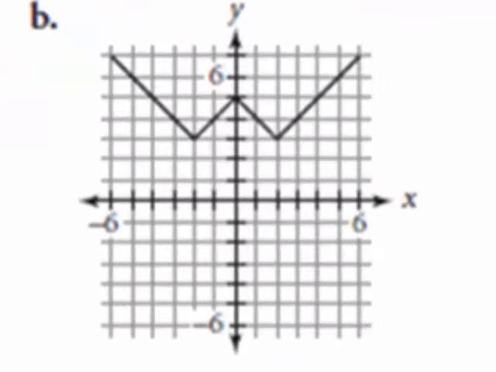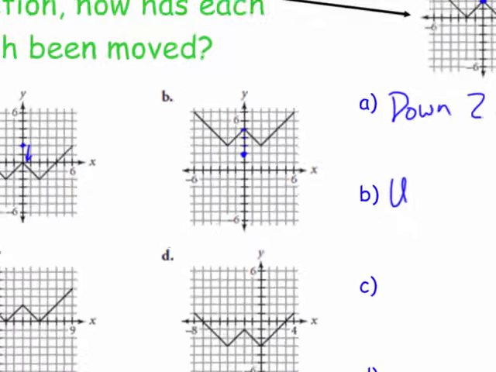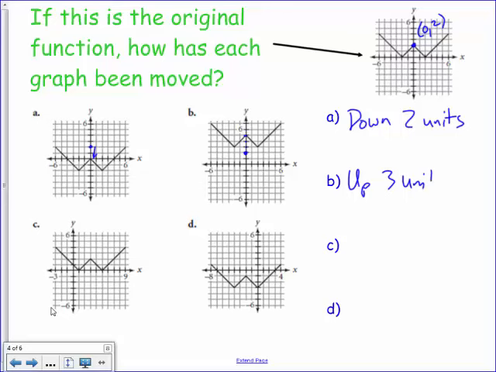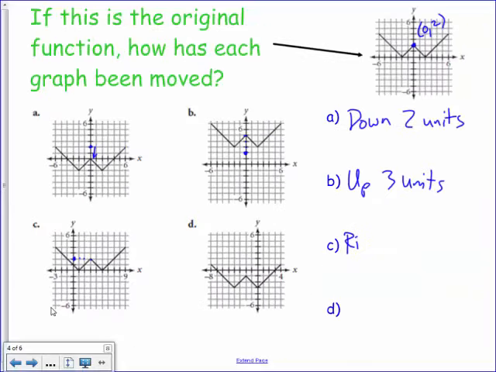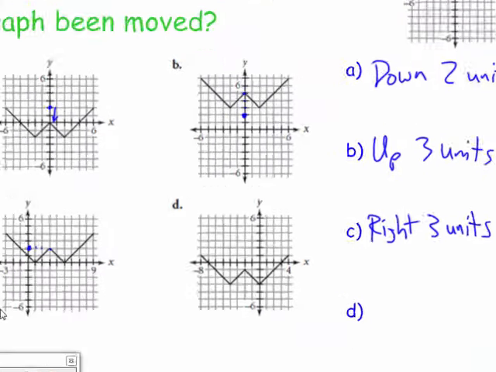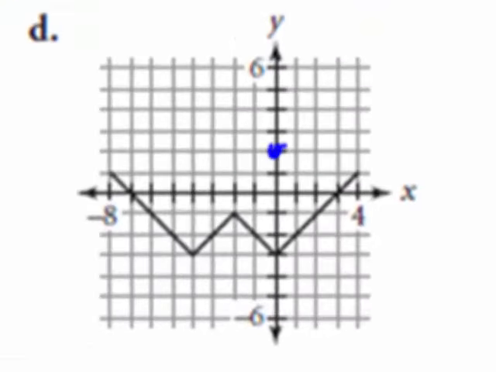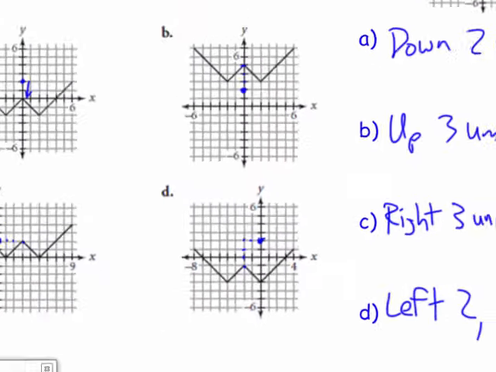Okay, same thing. My original was right here. It went up 1, 2, 3. Up 3 units. So on and so forth. Okay, my original was at (0, 2). And now we went 1, 2, 3 to the right. So right 3. And lastly, my original was (0, 2). Now I went, what? Left 2. And then we also went 1, 2, 3. Down 3.